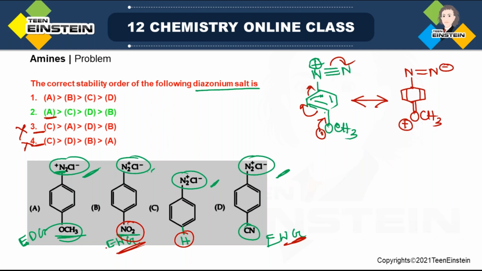That is the logic, right? And also CN will destabilize, but not so much like NO2. So that is why D is before B in the correct option. So first A, OMe, this is OMe, then H, then NO2, and then, sorry, not NO2. So this is the order.